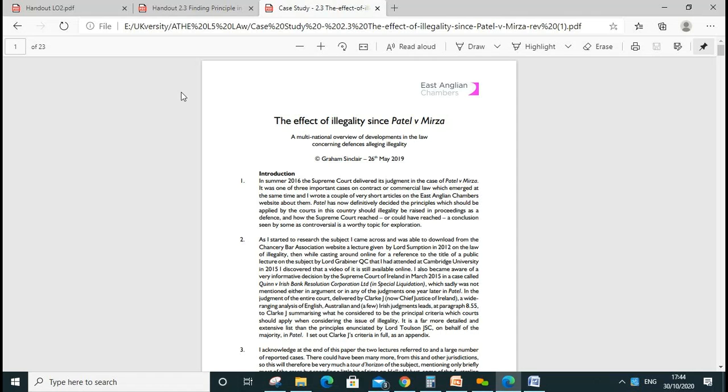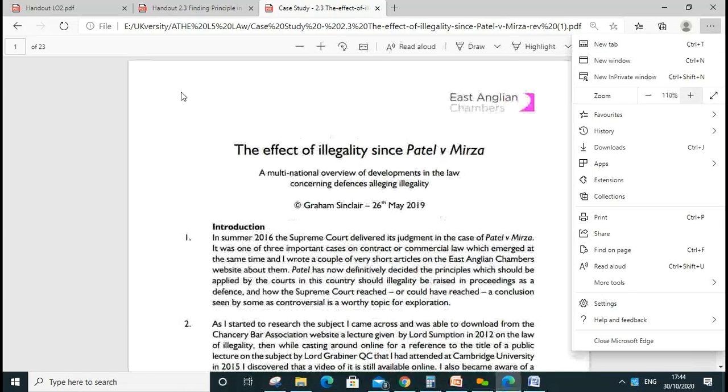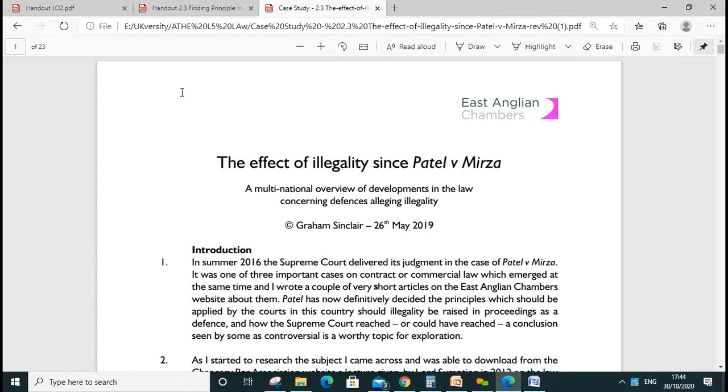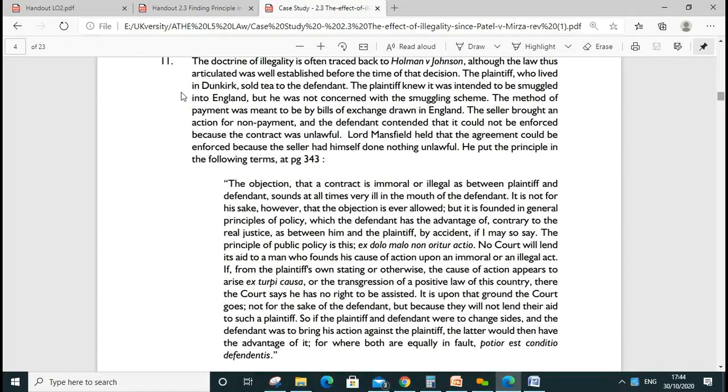We have one other for 2.3 as well: the effect of illegality, Patel versus Mirza. It's quite good to be read, please. Make sure you read before our next lesson, so we can have a bit of discussion on these case laws and move to the distinction criteria. These will be available on Moodle, and in the meanwhile, if you have any question, you can drop me an email.